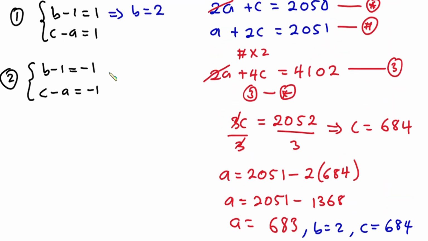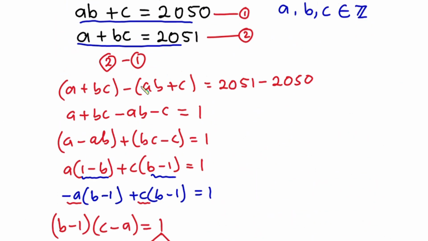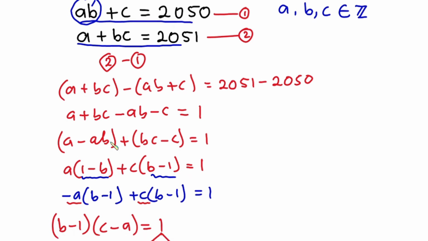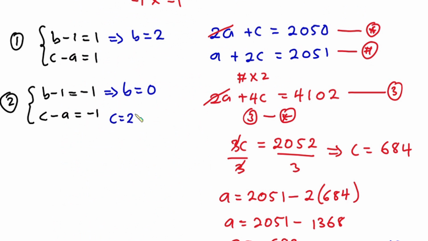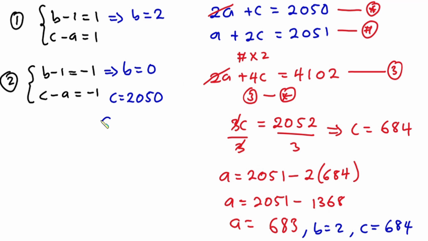So let's pay attention to the second case. From here, we can straight away find the value of B. If we take this -1 here, we have B is equal to 0. Now let's go back to the original equation. From here, if B is equal to 0, then it means that this whole thing is also going to be 0. Therefore, C is equal to 2050. So we have C is equal to 2050. Then from the second equation, if B is equal to 0, then it means the whole of this one is going to be 0. And then we are left with A, which is equal to 2051. So we have A to be 2051.